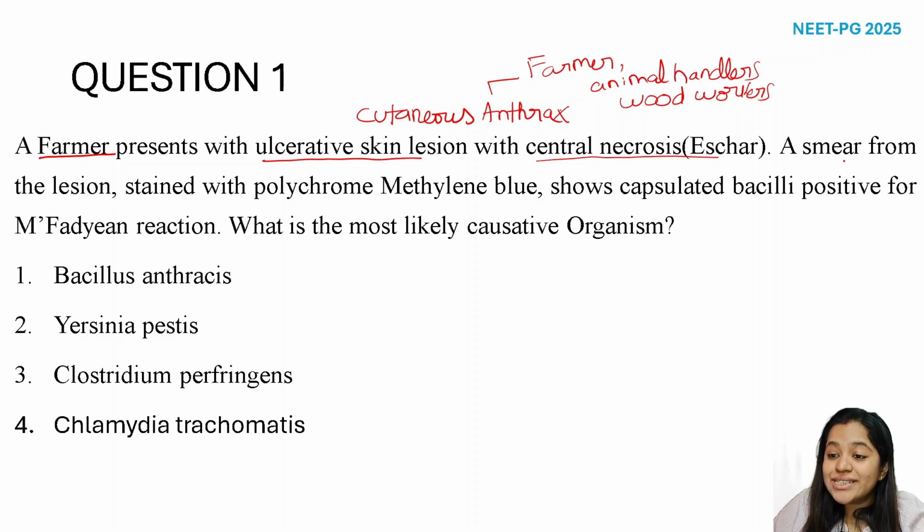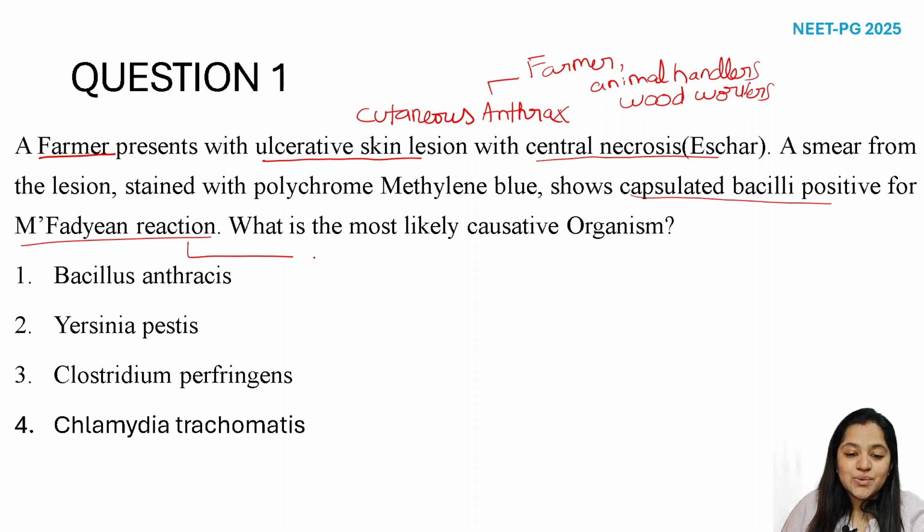And what is written here? A smear from the lesion was stained with polychrome methylene blue, which shows capsulated bacilli positive for McFadden reaction. As soon as you see this, you have to know that this is what? This is Bacillus anthracis. Clear? It is a classical example.